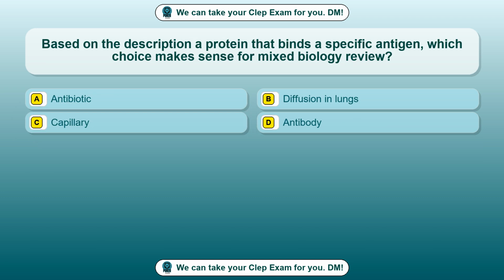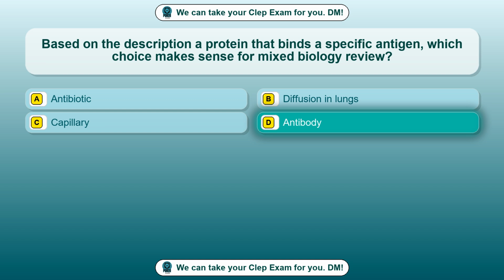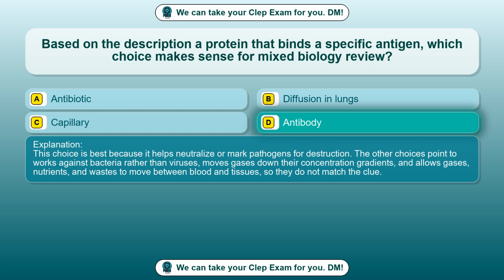Question 6. Based on the description of protein that binds a specific antigen, which choice makes sense for mixed biology review? Option A, antibiotic. Option B, diffusion in lungs. Option C, capillary. Option D, antibody. The correct answer is option D, antibody. This choice is best because it helps neutralize or mark pathogens for destruction.